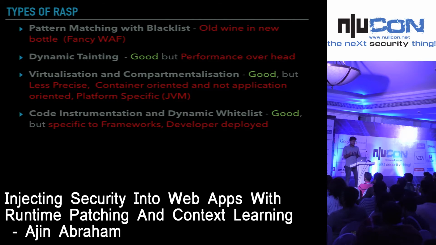Then there is dynamic tainting. It's really good. The problem is tainting means a lot of performance cost. So if you have a very large application, you cannot really deploy it. It provides you rock solid security and very minute false positives, but the problem is performance overhead.